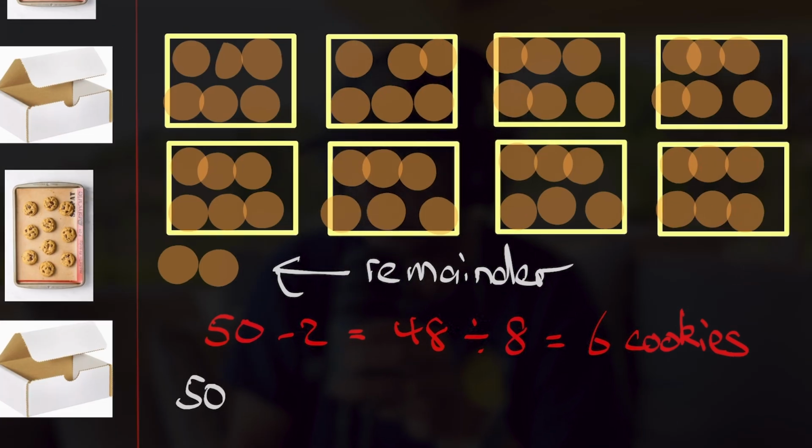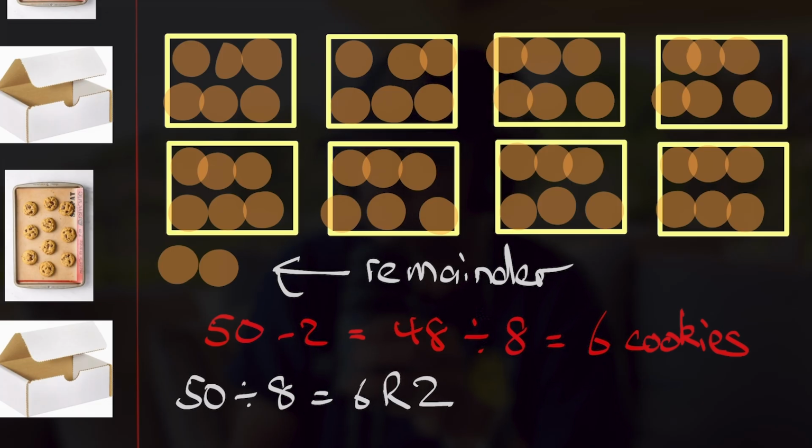Another way we could do this is, starting off with 50, divided by 8, our divisor, or the number of boxes, we get 6 remainder 2. 6 is the number of cookies in each box, and 2 are the remaining cookies left over. Our divisor, 8, is for each of the 8 boxes.